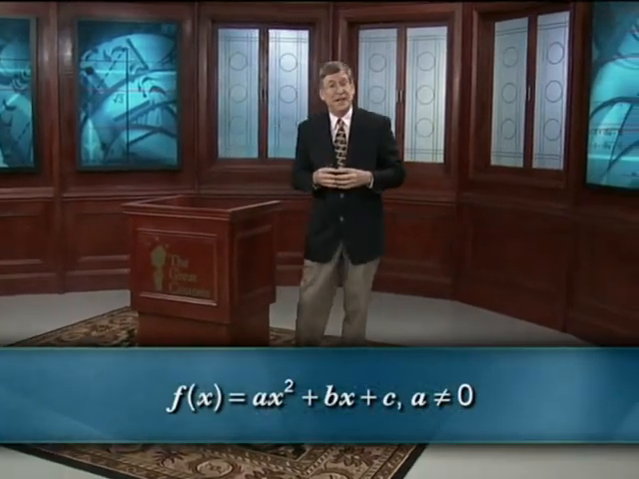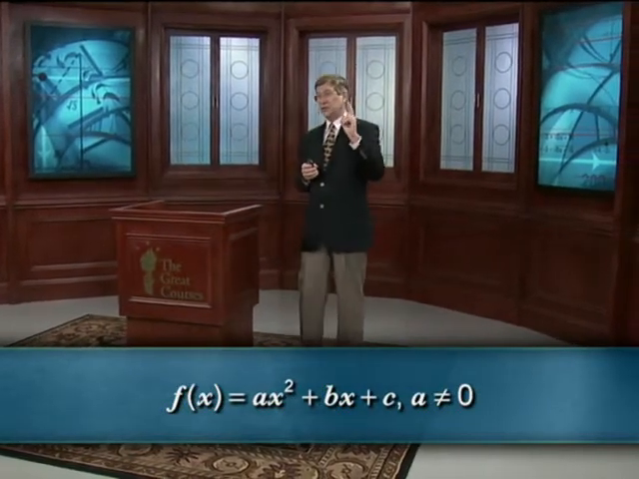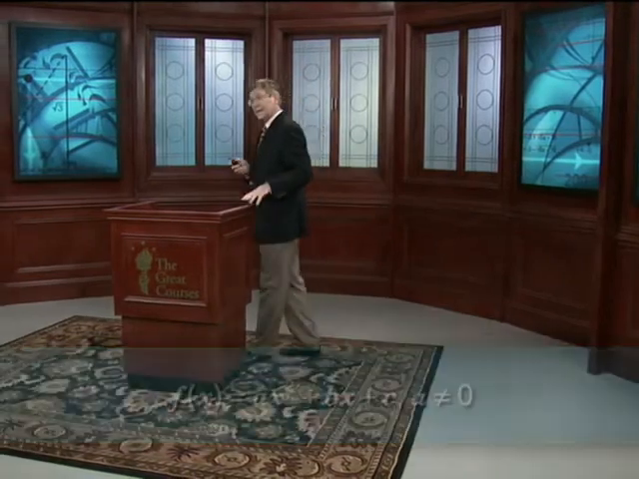These are parabolas. And the general formula would be something like ax squared plus bx plus c, and now a will not be equal to 0 to make sure it's degree 2. And as I said, these are parabolas, the graphs of quadratic functions. Let's look at a couple of simple examples to get a feel for the kinds of graphs that will appear.